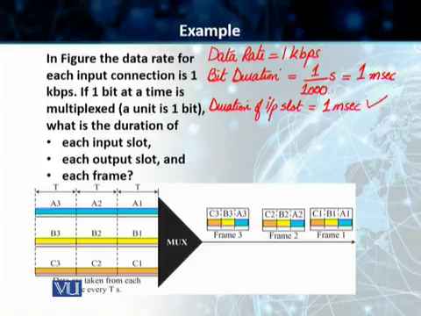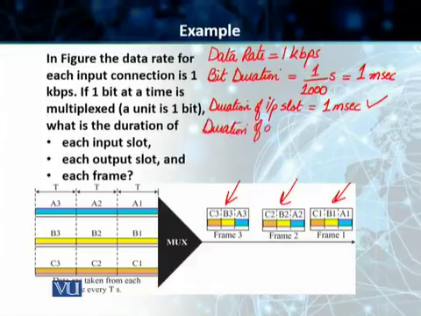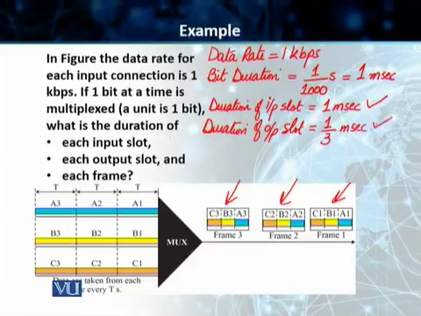Then we need to find out the duration of each output slot. Students, you saw that we are trying to create frames of 3 time slots each. So our duration is going down by 3 times. So T divided by 3, and therefore in this case the duration of the output slot is the duration of the input slot divided by 3. So 1 by 3 milliseconds.